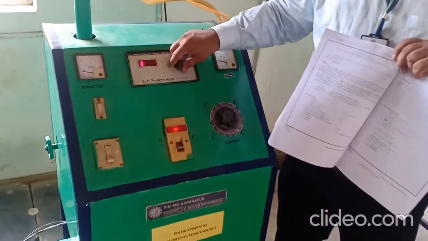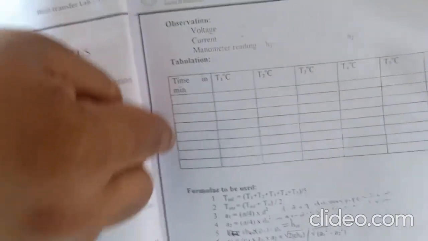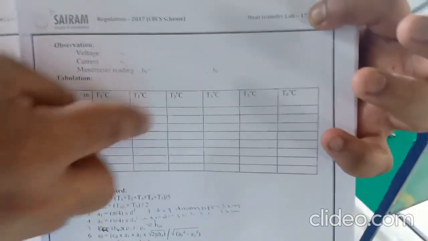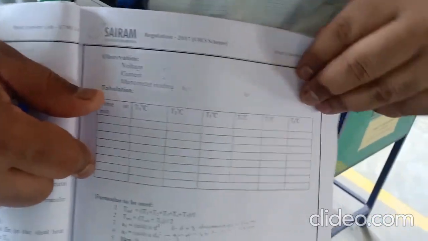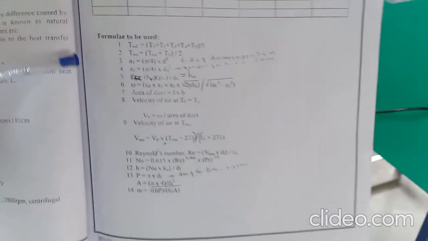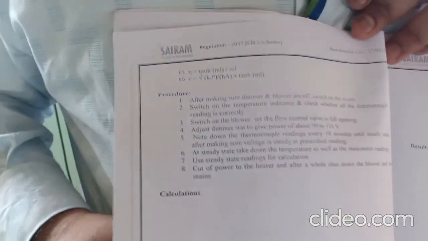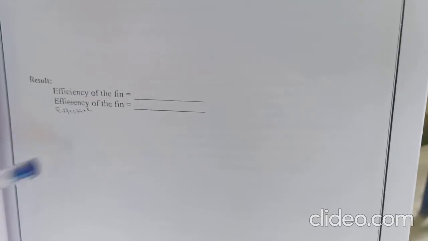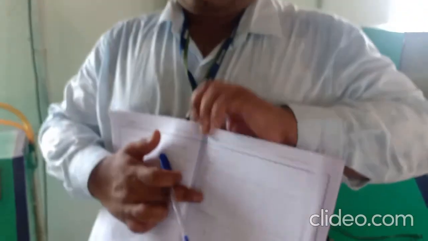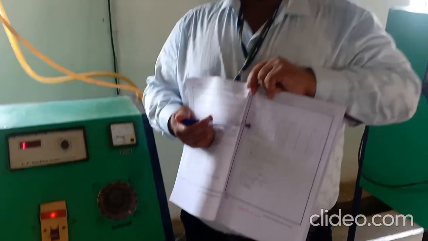Once we get the readings, you have to enter these values until you get the steady state condition. For every time step of 10 minutes, you take the reading. Once we get the steady state, that value you consider for the calculation. These are all the formulas we already discussed in the presentation. Use these formulas to find the natural convection coefficient H, the efficiency eta, and the effectiveness, using the data obtained from the experiment.